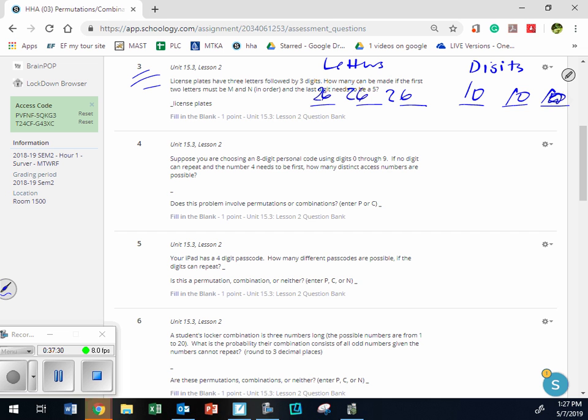It says the first 2 letters must be M and N. Then that means I don't have a ton of choices. I have one choice, M. One choice, N. 12-minute warning. And then the last digit needs to be a 5. I don't have 10 choices for the last digit. It has to be a 5. How many choices do I have if it has to be a 5? One choice.